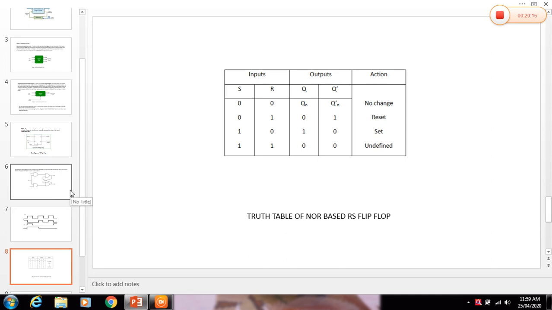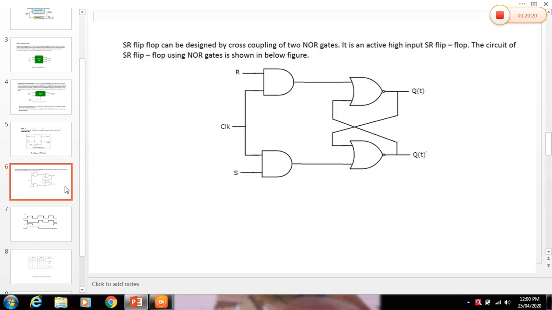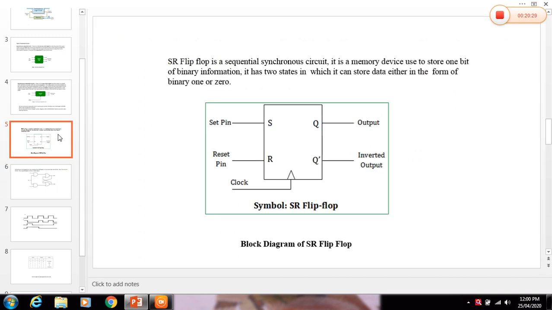Again, I'm repeating, this was the truth table of the SR flip-flop. This logical diagram was made using NOR gate. You can also implement this diagram using NAND gate. Okay, this is the basic block diagram. Hope we have discussed the SR flip-flop quite well.